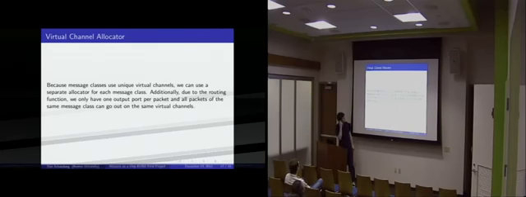The other detail is that because of the routing, I only have one possible output port I can go out on, and all the packets of that message class could go out on any virtual channel. It's just for head-of-line blocking. So I just use the separable allocator that I showed before for each message class.